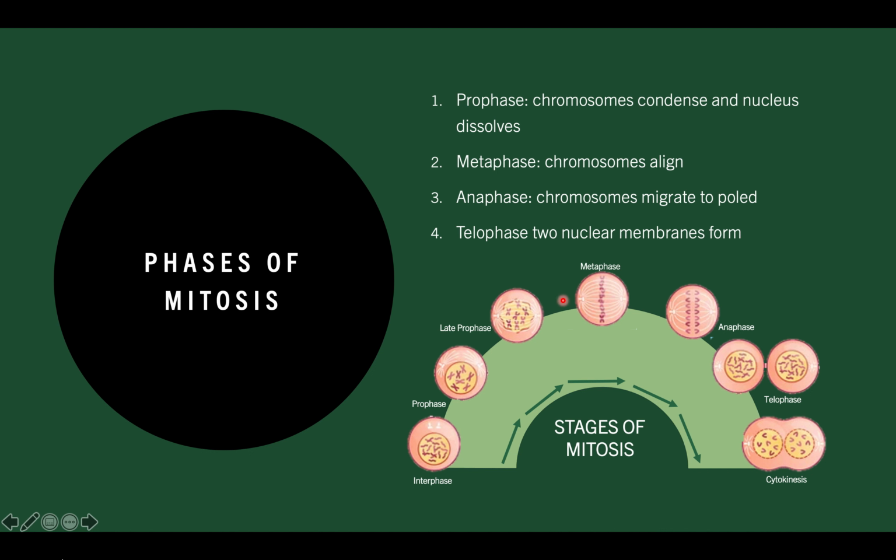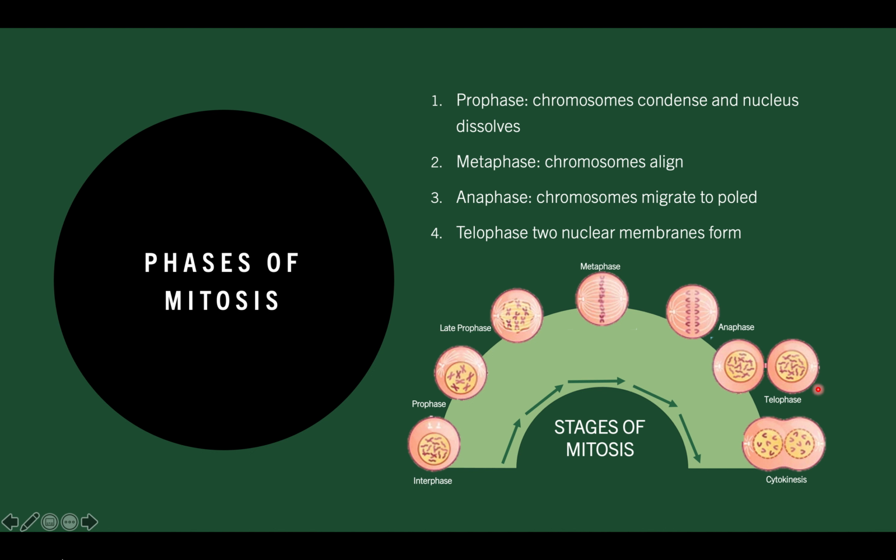So then we go into what we call metaphase. In metaphase, our chromosomes align, and you can see them lining up down the middle of the cell. Our chromosomes line up, and then during the process of anaphase, they migrate to either end. So they split in half, and they migrate to either pole, so either side of the cell.